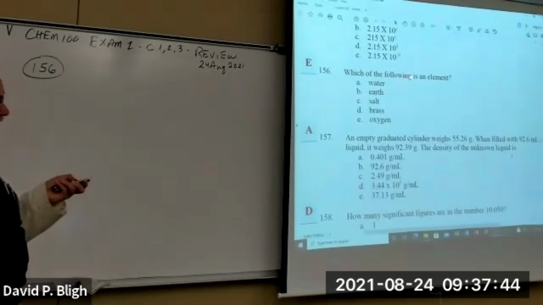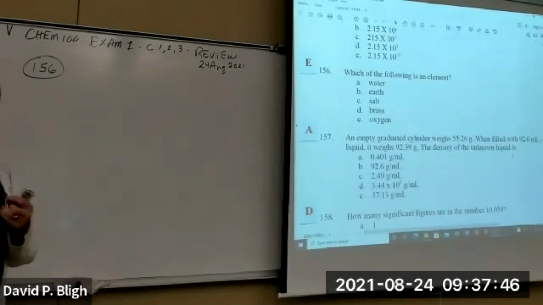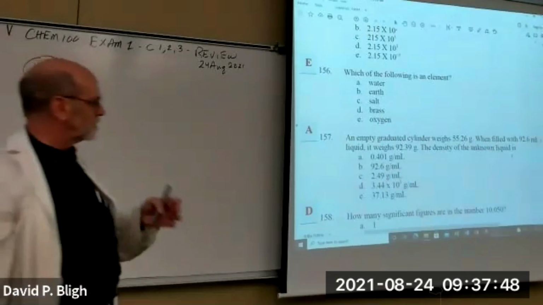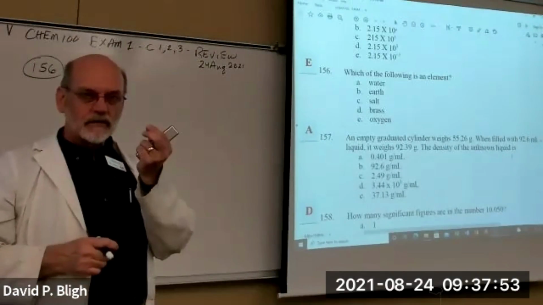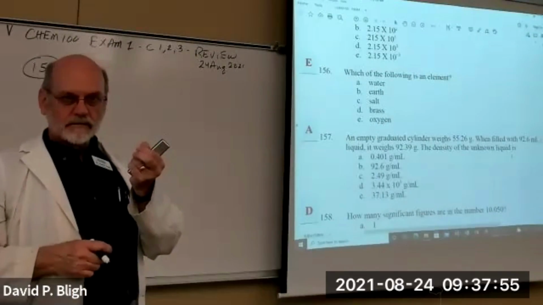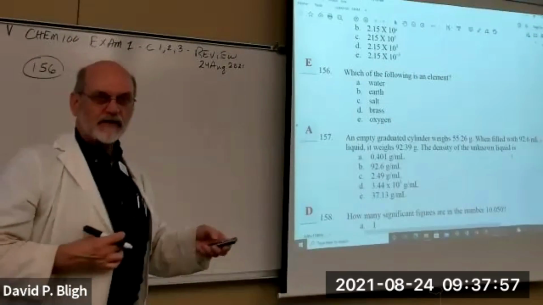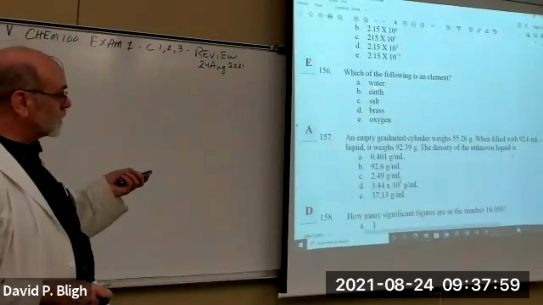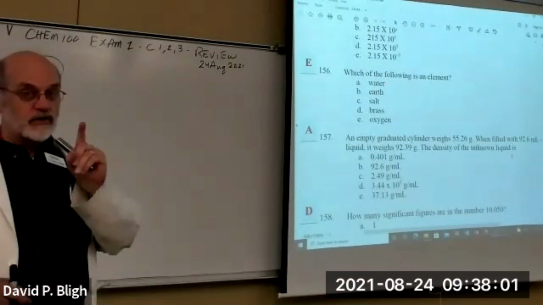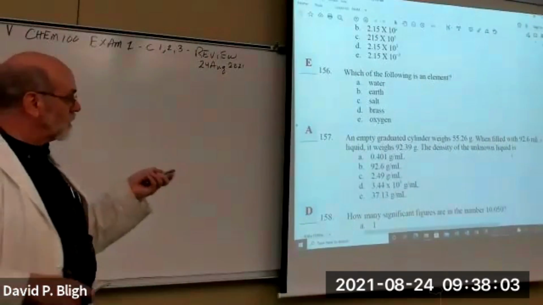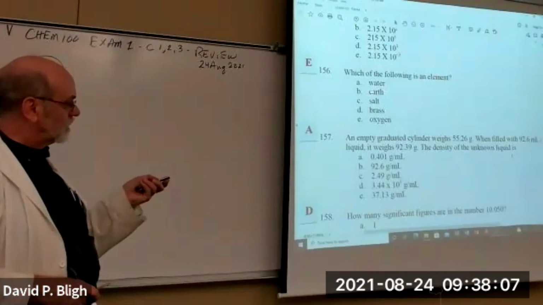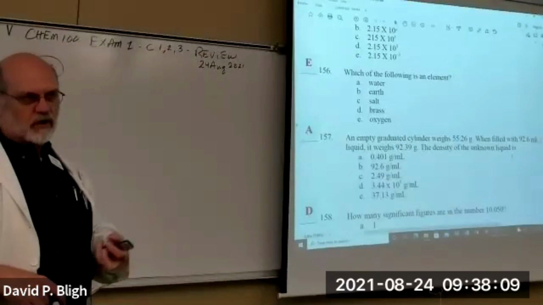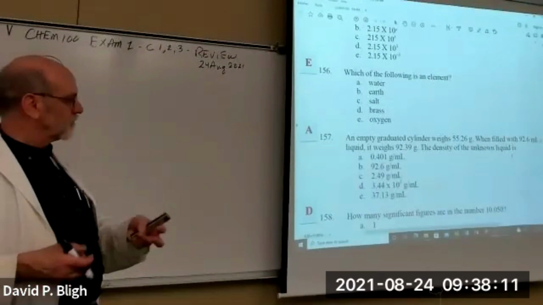All right, which of the following is an element? All right, remember what we said. If you subdivide the substance and you have single atoms left over, then you have an element. If you break this one down and it's still water when you get to the end, what you have here is a water molecule. That's not an element. Earth, well, Earth is a mixture actually.